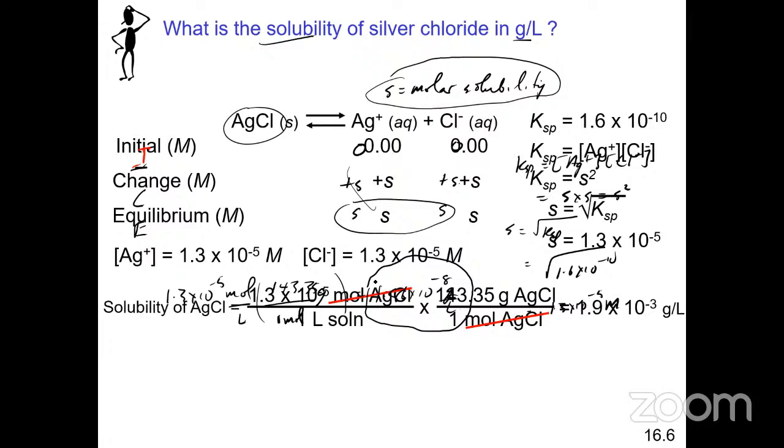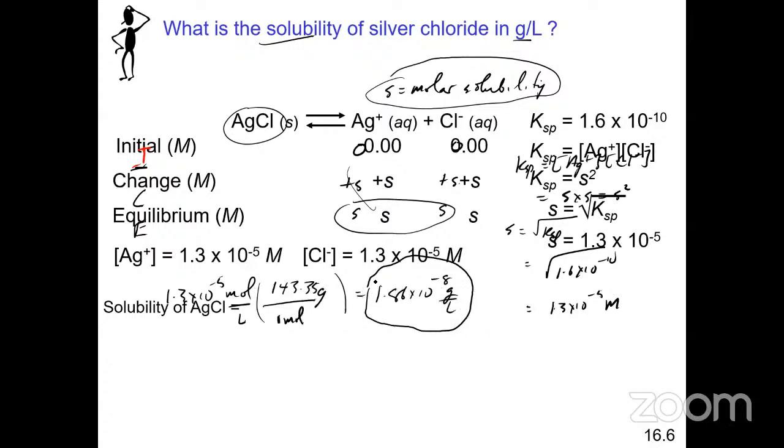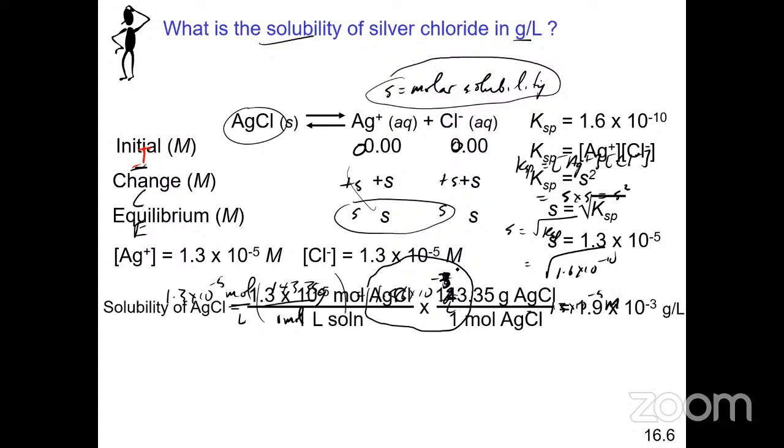Okay, seems as if there's some contradiction between what I got and what the PowerPoint says. Let me see here. Oh, wait a minute. 1.3 times 10 to the minus 5 multiplied by 143.35. Okay, so this should be to the minus 3. So please make a note of that. Not minus 8, minus 3, which is still a small number. All right. Okay, so let's get out of this here.